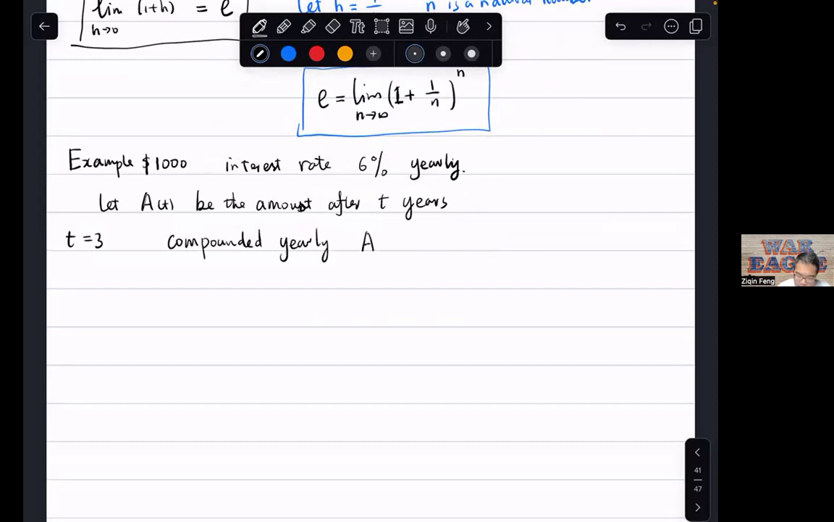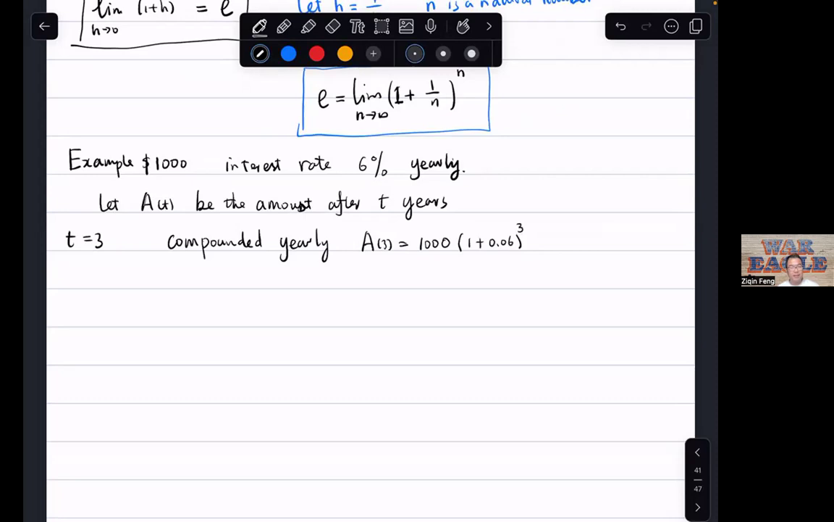Then A of 3 is 1,000 for the first year. You get 1 plus 0.06. The second year you times this one more time. Third year you times this one more time. You get that, right? Okay.